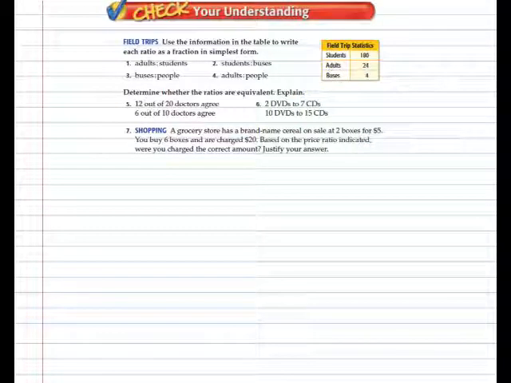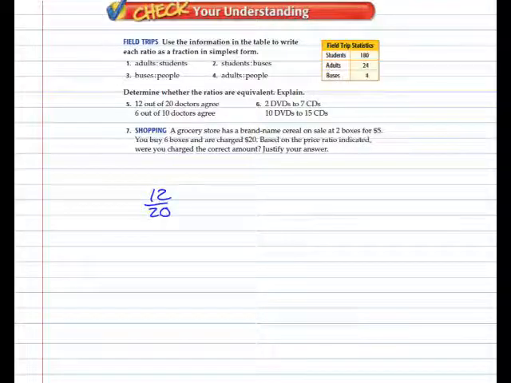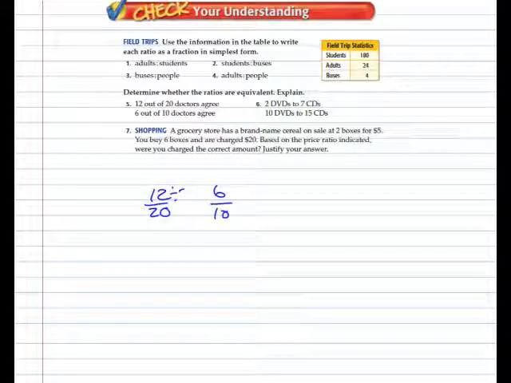Example number 5. Determine whether the ratios are equivalent. If I have 12 out of 20 doctors that agree, does that compare to 6 out of 10 doctors? Well, if I divide this by 2, I get 6. If I divide this by 2, I get 6. Yes, they do form equivalent ratios. Those two are equivalent ratios.